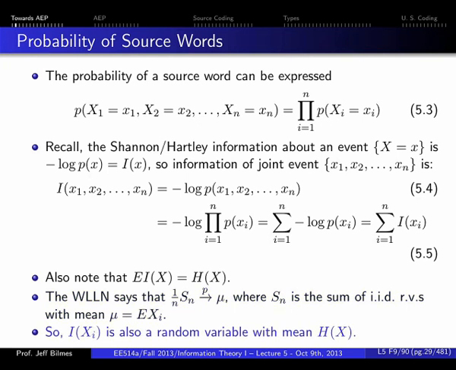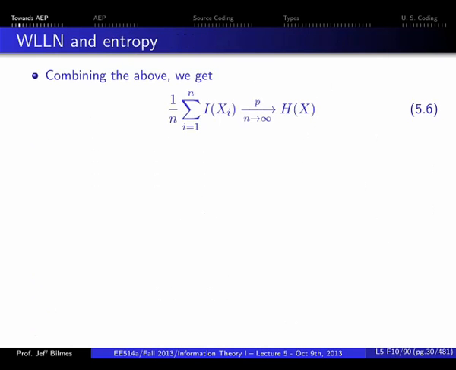Where S is the sum of IID random variables with mean. So then this information is a random variable with mean entropy. Right? So that means that if we take this sum, as the block length gets bigger, as n goes to infinity, this converges in probability to the entropy. Weak law of large numbers.